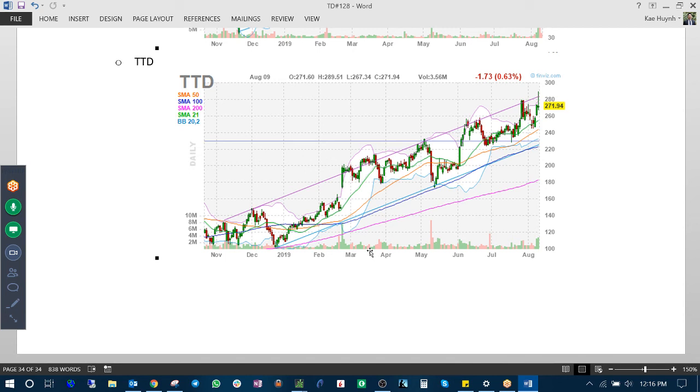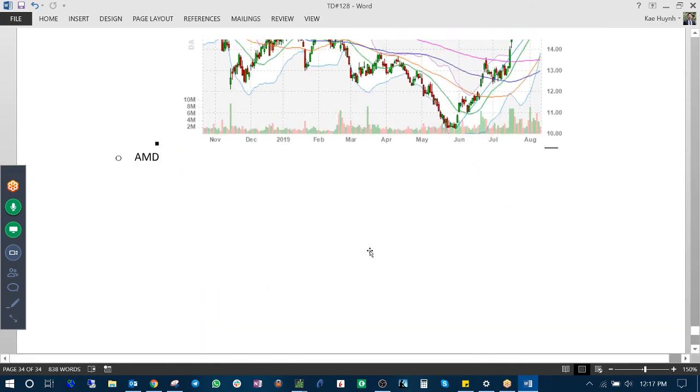But the 200 is mainly the trend determination for me. If it's above the 200, then it's an uptrend. If it's below the 200, then it's a downtrend. So I keep it simple like that. And then in between, I use the Bollinger Bands to see if there's any overboughtness or oversoldness in the stock. So those are some of the stocks I wanted to review.